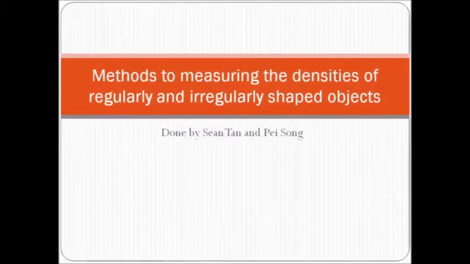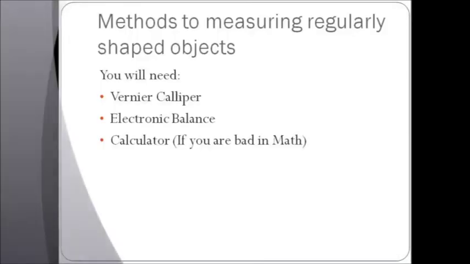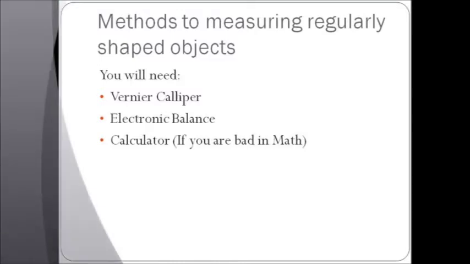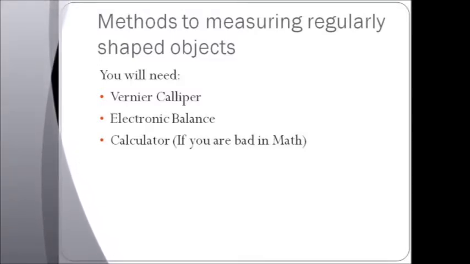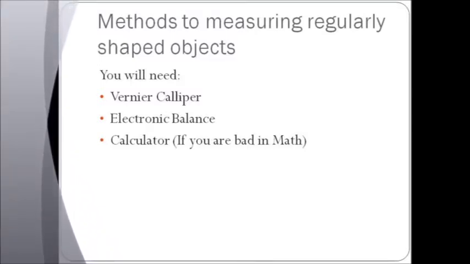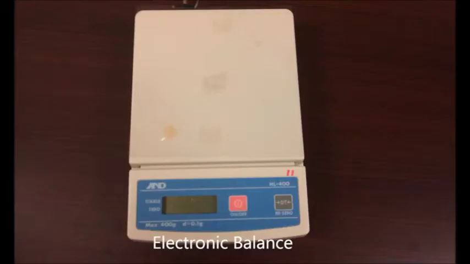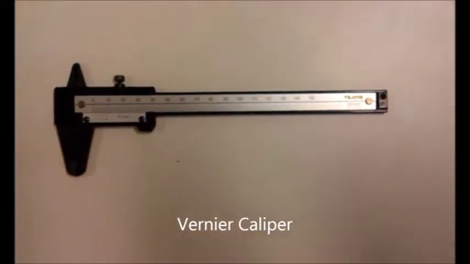In this video, we will explain how to measure the density of a regular and irregular shaped object. Firstly, we will be finding the density of a regular shaped object, which in this case is a new eraser. So what we need is a regular shaped object, the new eraser, an electronic balance, and a vernier caliper.